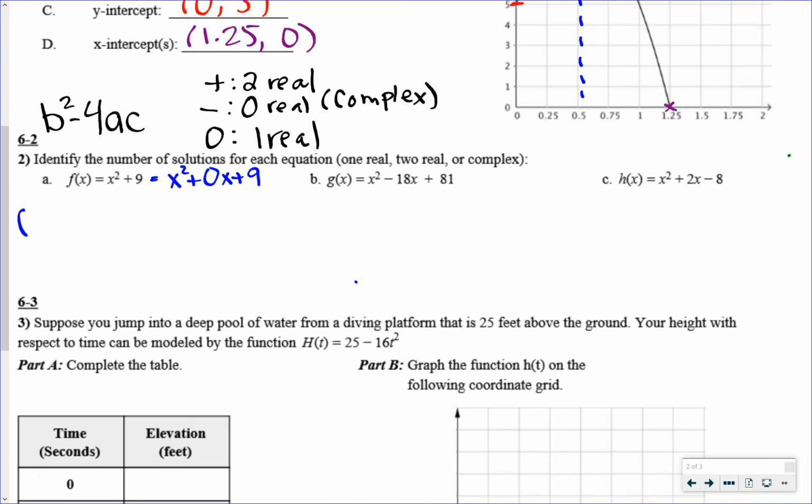So we're going to do b squared, so 0 squared, minus 4 times my A of 1 times my C of 9. Okay, remember that 4 is always there. It didn't come from somewhere. It came from the equation. That 4 will always be part of it. What is 0 squared? 0. What is negative 4 times 1 times 9? So what is 0 minus 36? Negative 36. So what does that mean about my solutions? They are complex. I don't have any. Good. So we have no real solutions, which means they're complex.